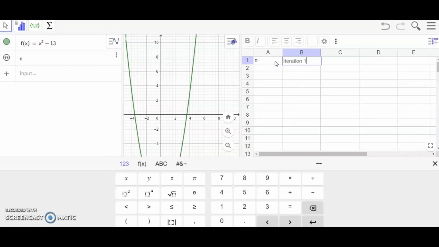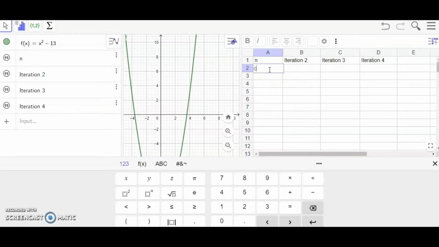Before I make my table, I'm going to use the graph function to get an idea of where the root is. In the case that there are multiple roots, it becomes important that you choose an initial guess near your desired root, so that it converges to the root you're trying to find.